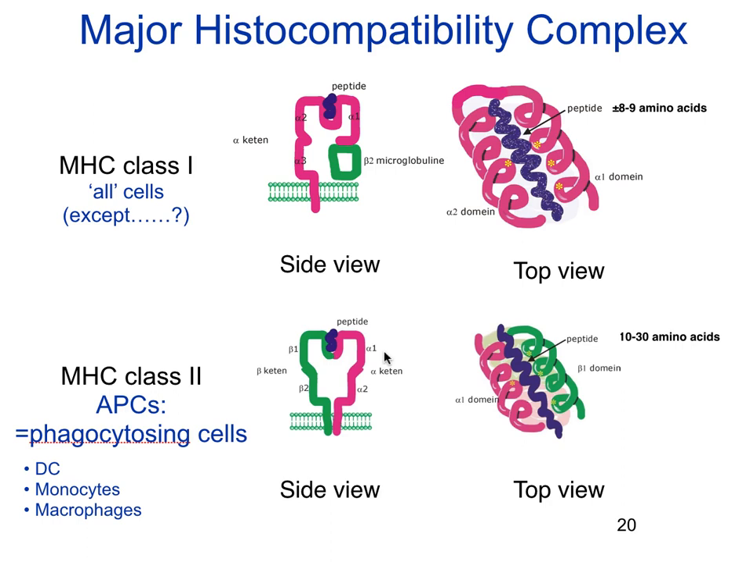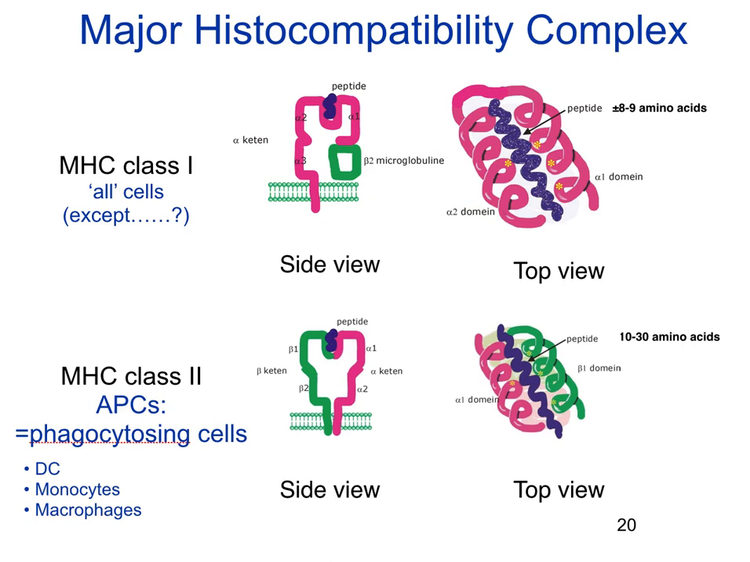MHC class 2 is only present on antigen presenting cells or phagocytosing cells like dendritic cells, monocytes and macrophages. It's slightly different because the alpha and the beta chain are similar sized, and if you take the top view, both the alpha and the beta chain are part of the tray and present the peptide. So MHC class 1 presents slightly smaller peptides of 8 to 9 amino acids, while MHC class 2 can present bigger peptides of 10 to 30 amino acids.